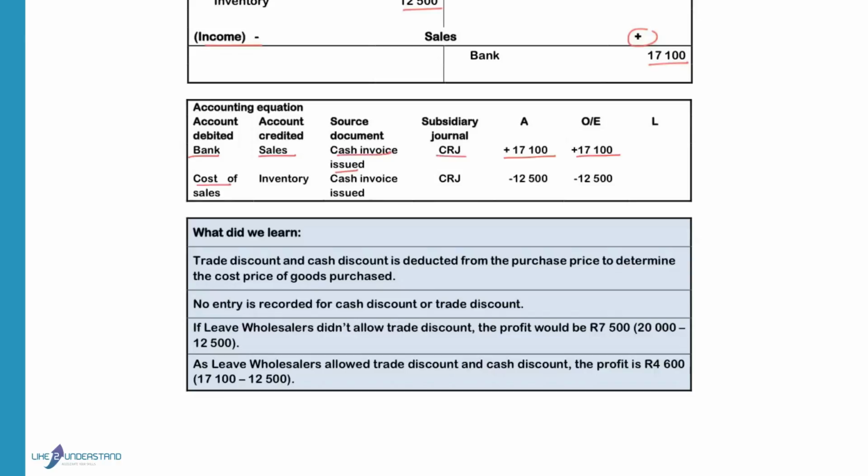Cost of sales is debited to decrease profits with 12,500. Inventory asset will decrease with 12,500.